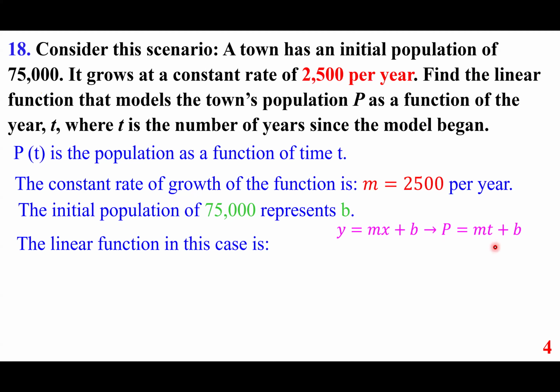t is the independent variable. So let's just write this. Normally we have x comma y. Now we are going to have t comma p. That's why we have this. So therefore, p as a function of t is 2,500t plus 75,000.